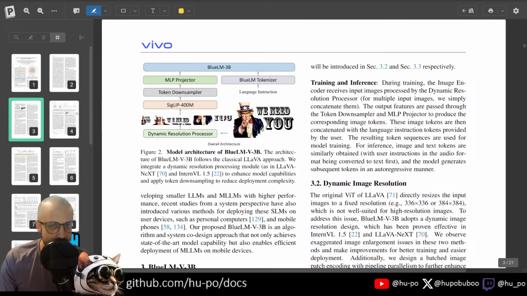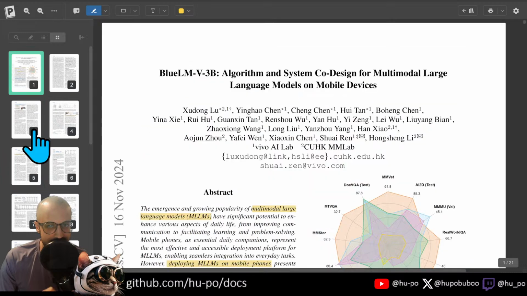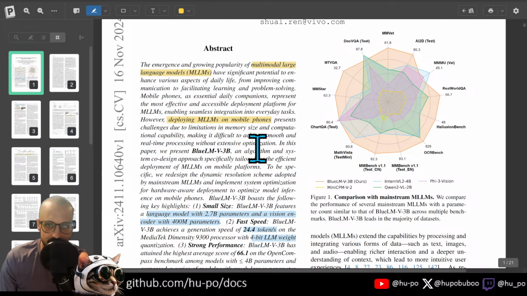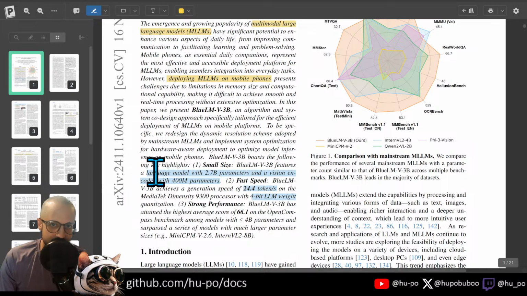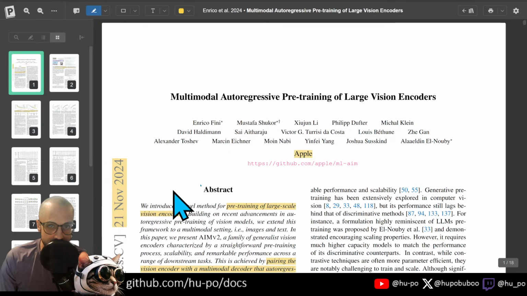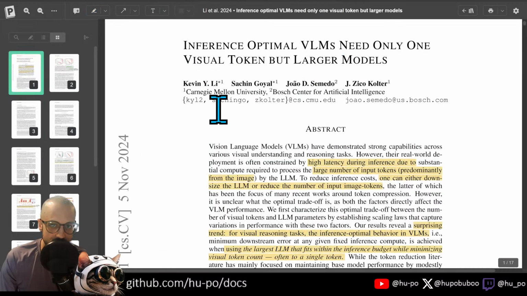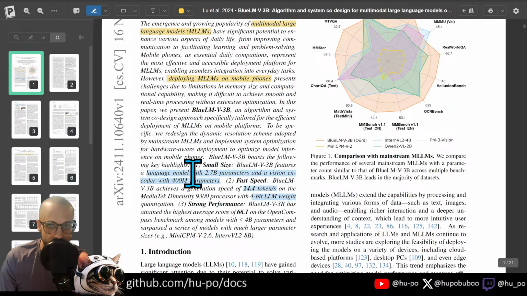And what's interesting, though, is that in this paper, they're talking about, okay, now we're trying to deploy these on mobile phones. So deploying MLLMs on mobile phones, multimodal large language models, just another term for vision language models. There's a little bit of a bifurcation in the terminology there, but it's effectively the same thing. And here they're going to be using a language model with 3B parameters and a vision encoder with 400M parameters, right? And you can actually compare that to the size of this Apple vision encoder right here, right? 3e9 parameters compared to here 400M parameters.